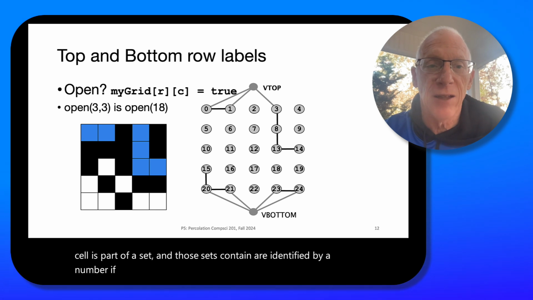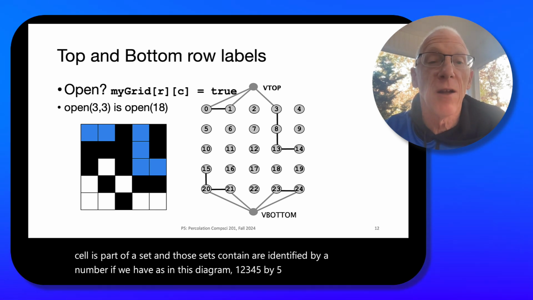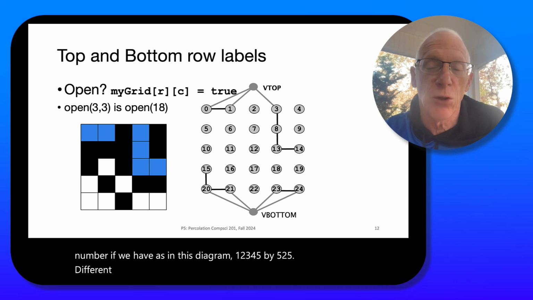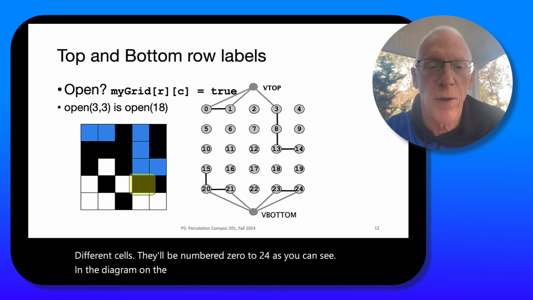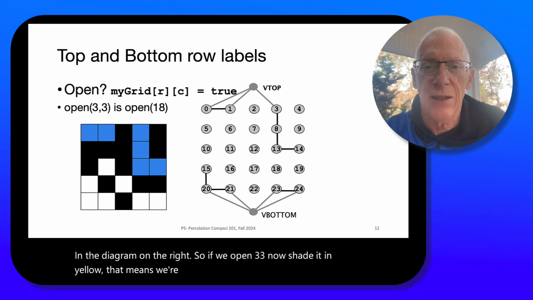If we have, as in this diagram, 5 by 5, 25 different cells, they'll be numbered 0 to 24 as you can see in the diagram on the right. So if we open 3, 3, now shaded in yellow, that means we're opening grid cell 18.